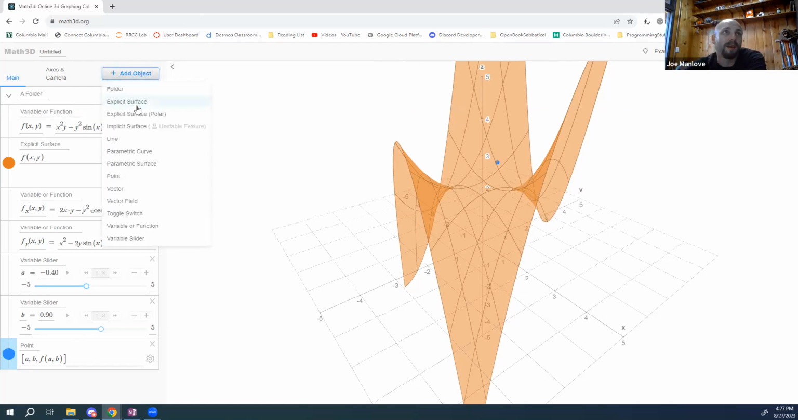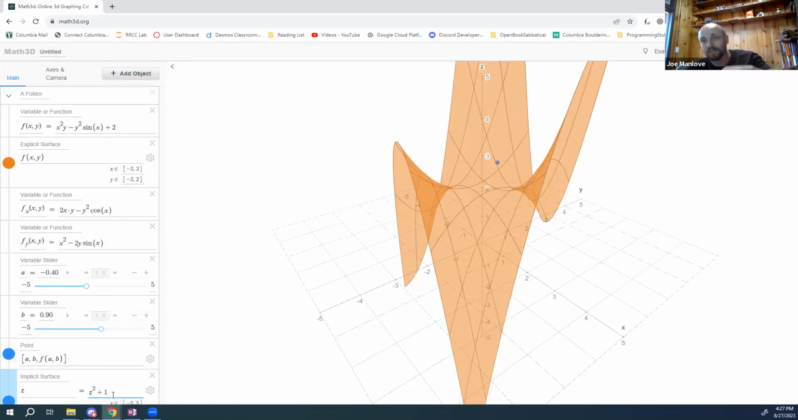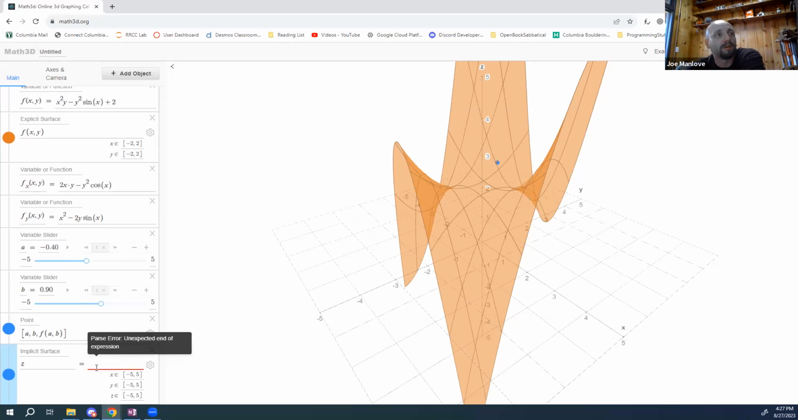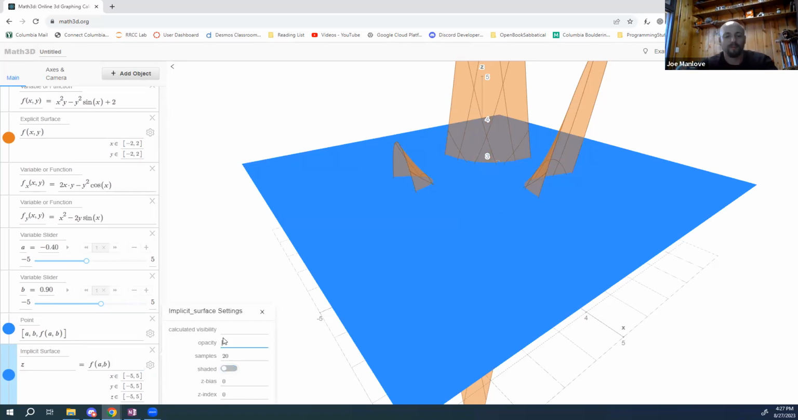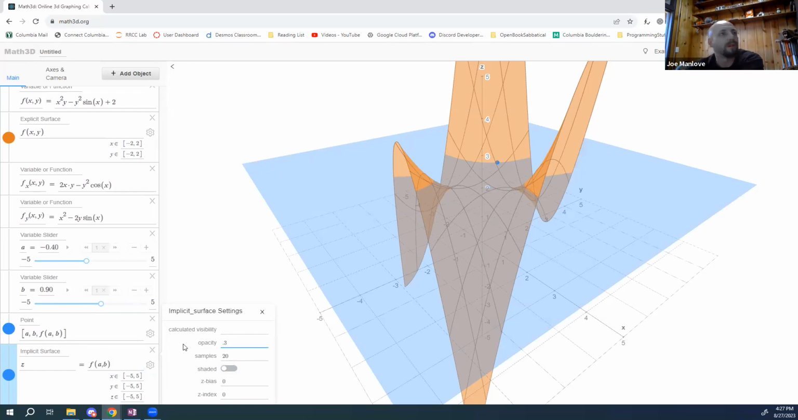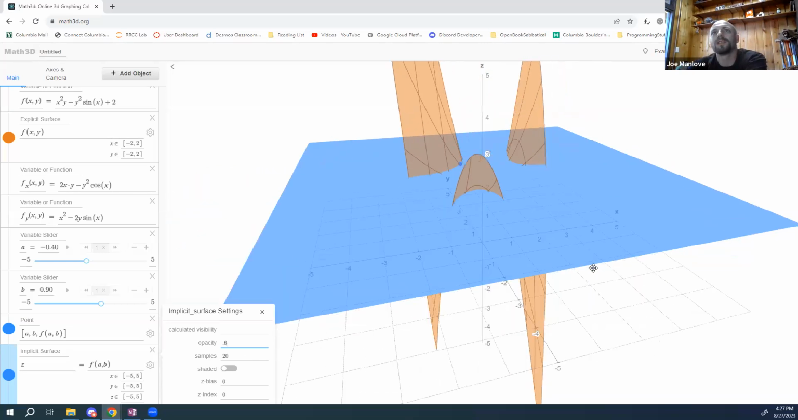Now I'm going to add an implicit surface here. The reason I'm adding an implicit surface is I want to show you that it's z equals this stuff. So, all right, let's see. First guess is I should do f at a and b. Okay, so you can see my very dumb tangent plane here. So we're going to turn our opacity way down. No, I want it to be a little more opaque than that. Okay, so there's our first guess.